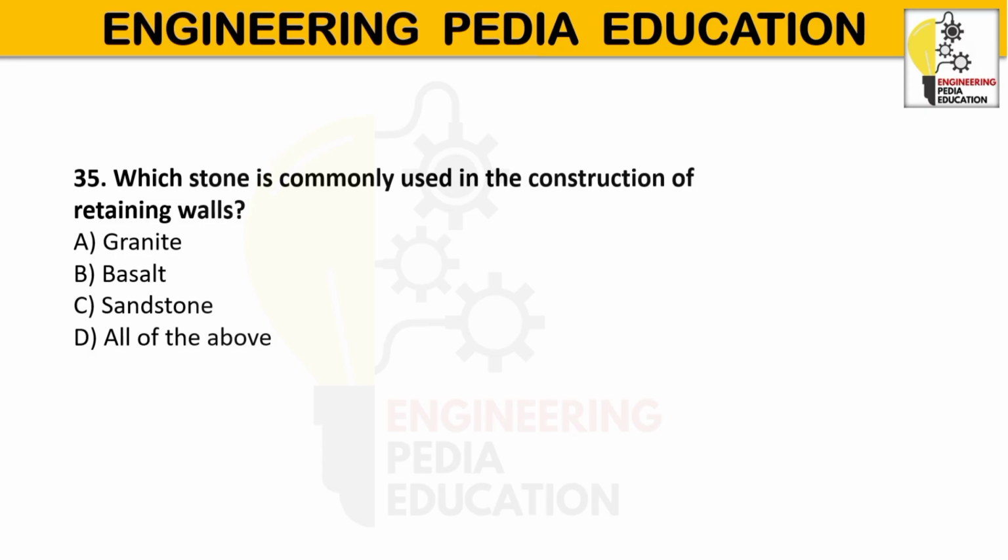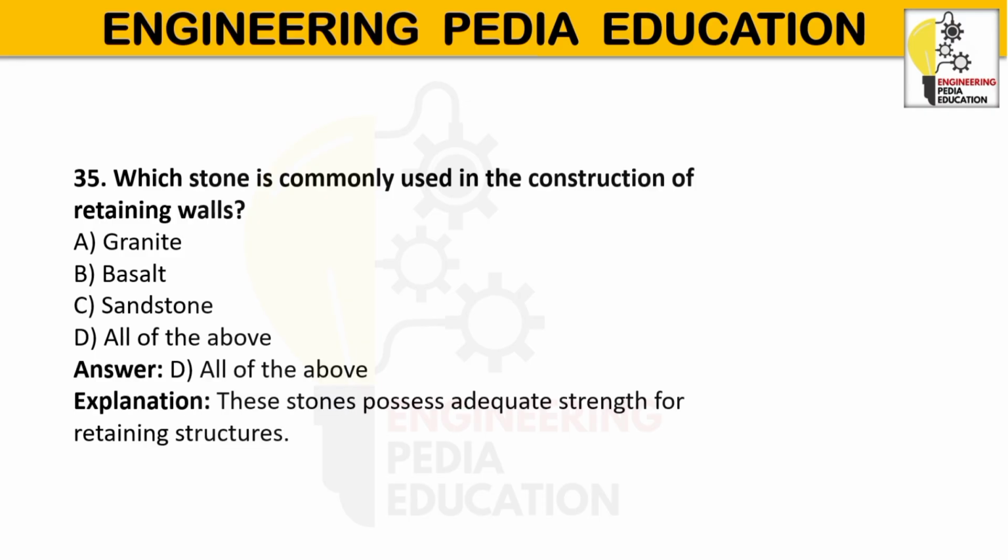Which stone is commonly used in construction of retaining walls? Granite, basalt, sandstone, all of the above. So the correct answer is all of the above. These stones possess adequate strength and durability for retaining structures, so they can be used in the construction of retaining walls, as a retaining wall should have higher strength.